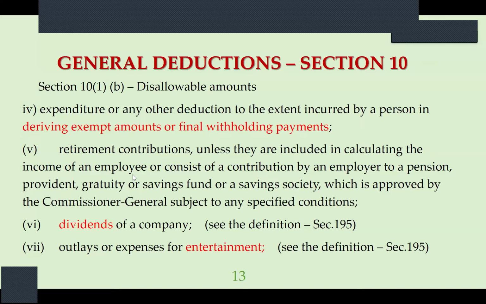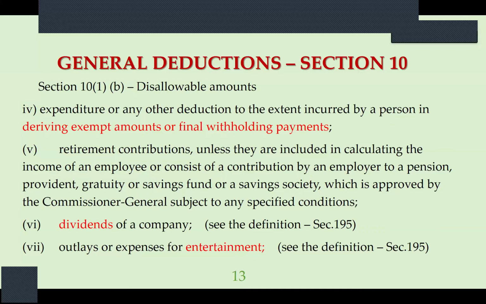The next one is dividend of a company. If you are working in a company, you know that after calculation of their net profit, they can distribute dividends. That dividend is also one of the deductions in the company's hands, but it is not deductible when we are calculating the business income. That means for taxation, dividend distributions are not allowable as a deduction.